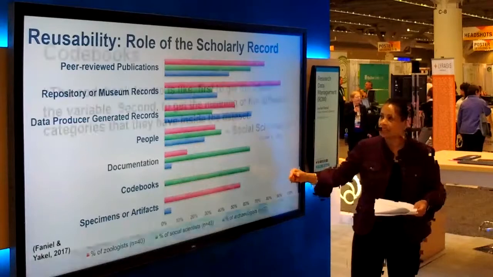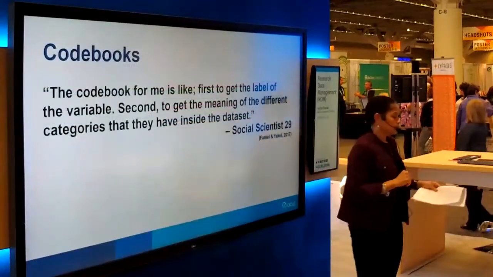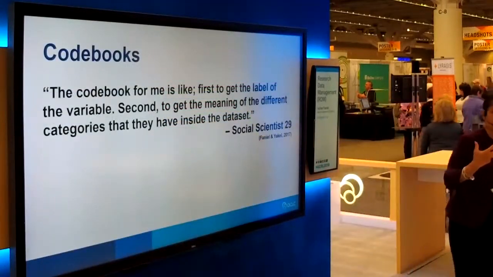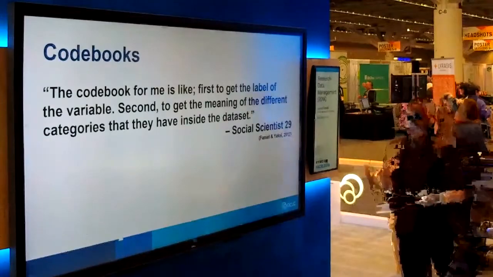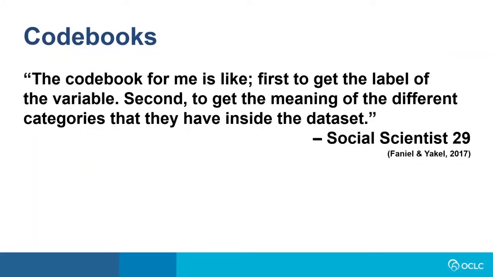Next, I'll give you some quick examples to give you a flavor of what they're talking about when they talk about these different sources. I'll talk about 3 of the top. Code books are typically created by repository staff in the social science community. They're usually based on information captured in data producer records, whether it's Word documents or some kind of SPSS file or Excel file where the data resides.